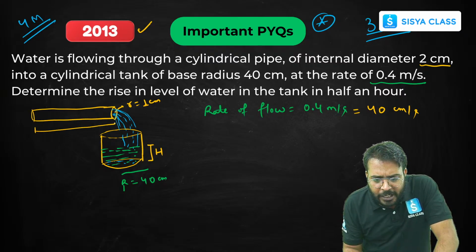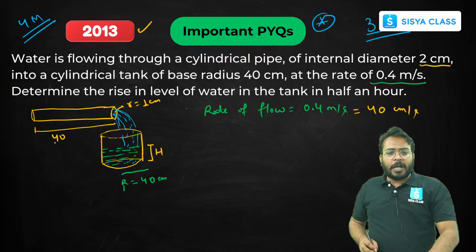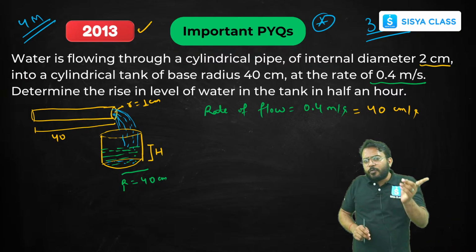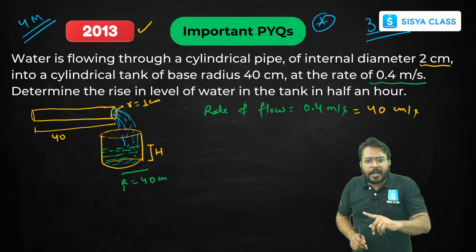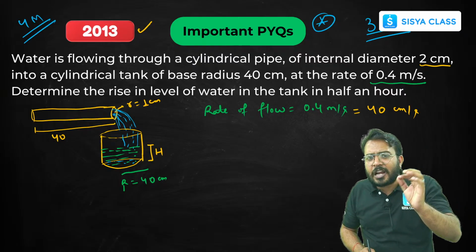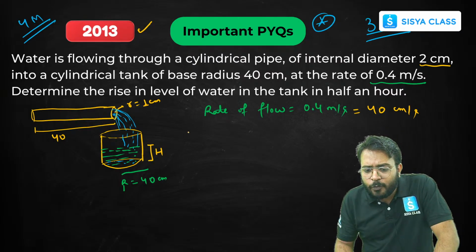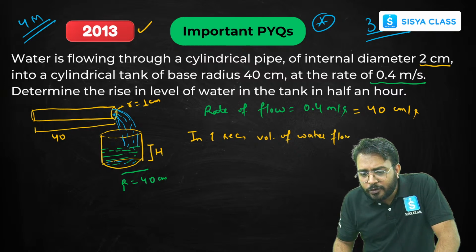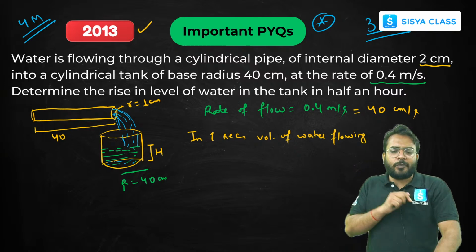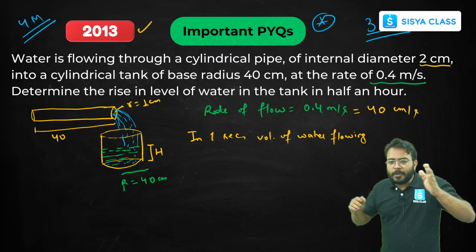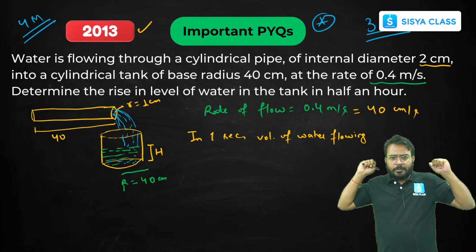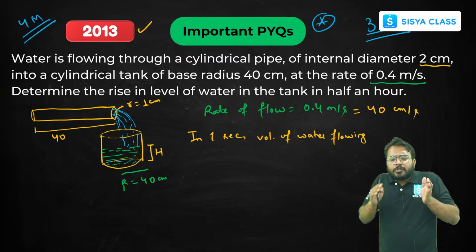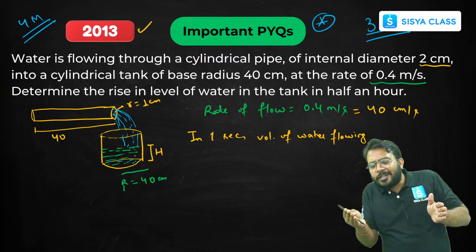Suppose I am taking the length of my pipe as 40 centimeters. That means in 1 second, how much water will flow? In 1 second, what is going to be the volume of water flowing, beta? Tell me. So 40 centimeters is the length, and the radius is given. So how much water will flow in 1 second?